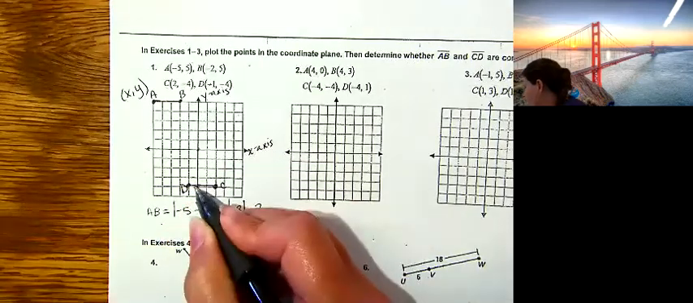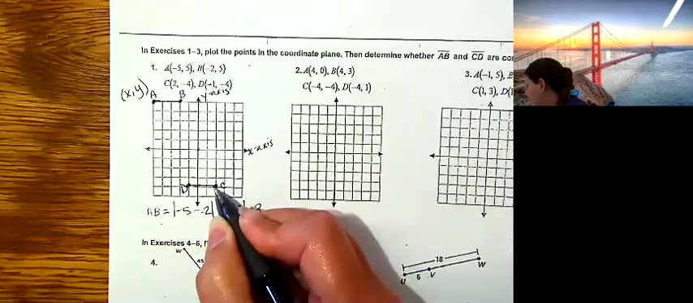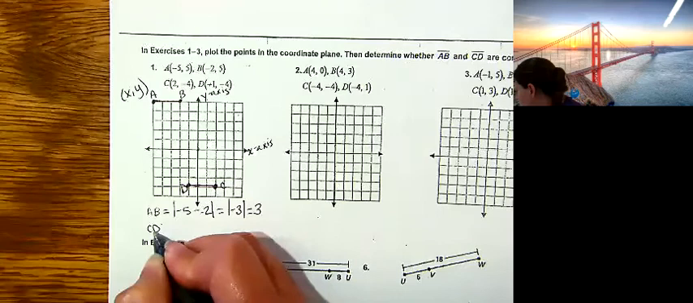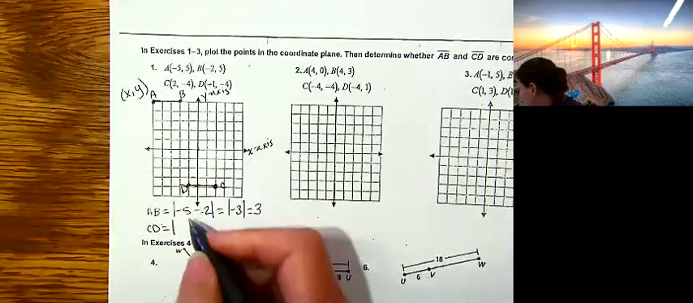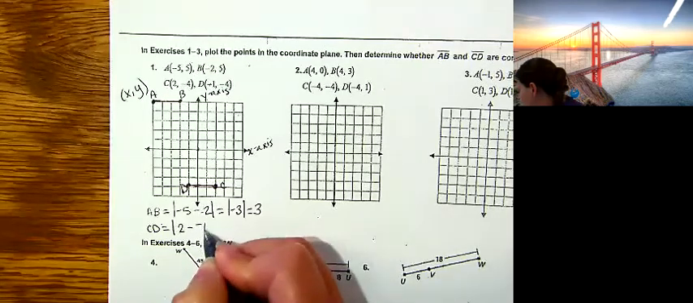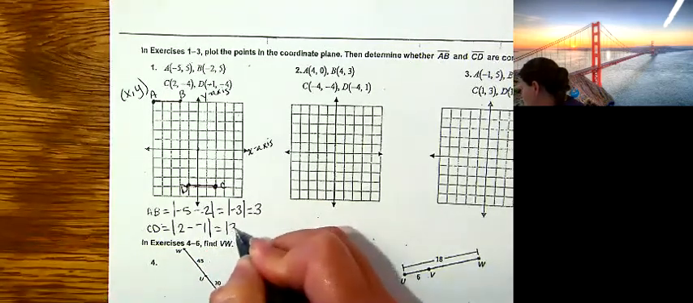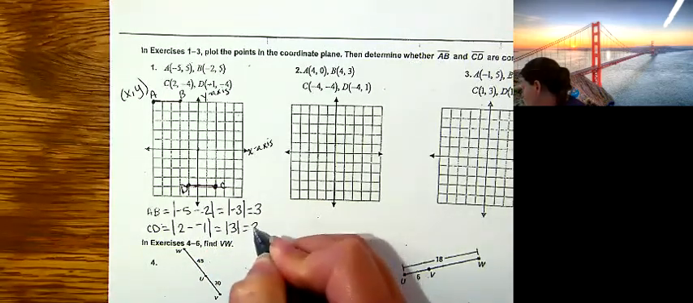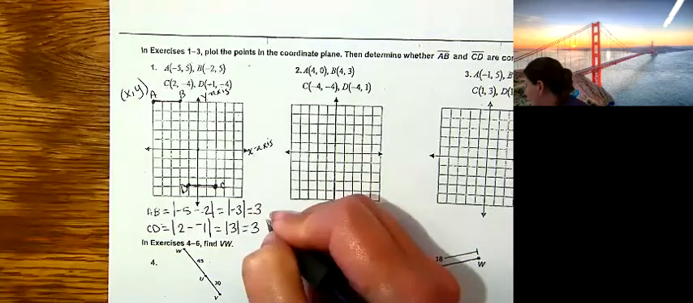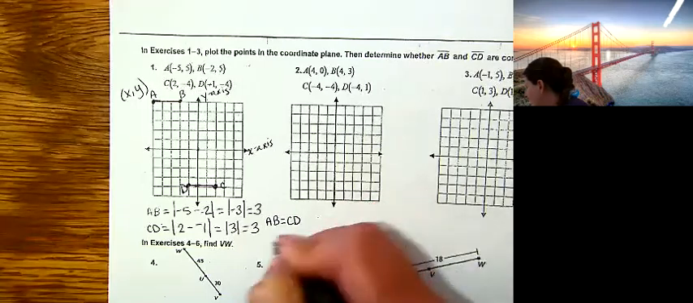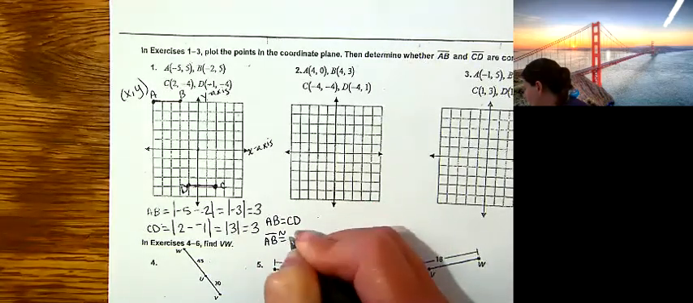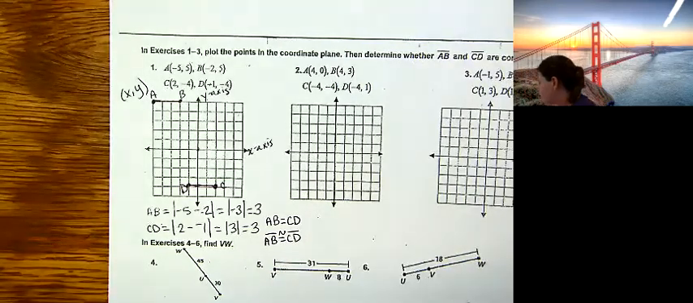So here again, I could count and say this is 3 away, but let's use our ruler postulate. Here again, I'm finding the difference of my x's. So 2 minus -1 is the absolute value of +3, which is 3. So if I know the length of AB is equal to the length of CD, then I know segment AB is congruent to segment CD.